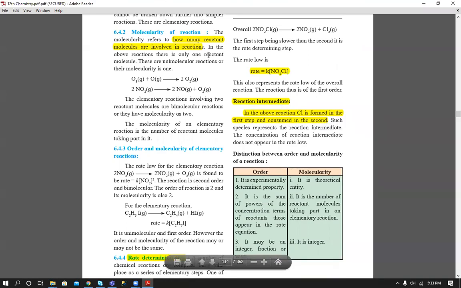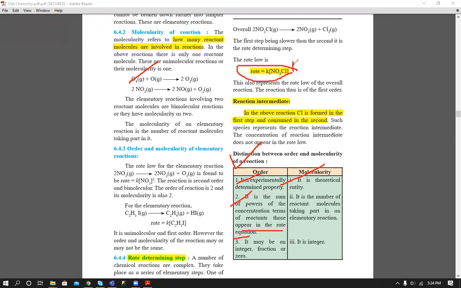This is the favorite question of the exam: order and molecularity. Order is experimentally determined. Molecularity you can determine by watching the reaction. So this is a reaction, and the molecularity will be 2. It is a theoretical concept. Order is the sum of powers of the concentration terms of the reactants that appear in the rate equation. So this is a rate equation, and the power of the reactant concentration is 1. So the order is first order.